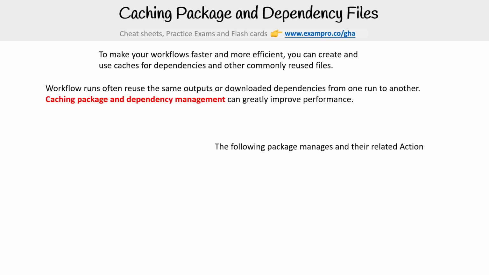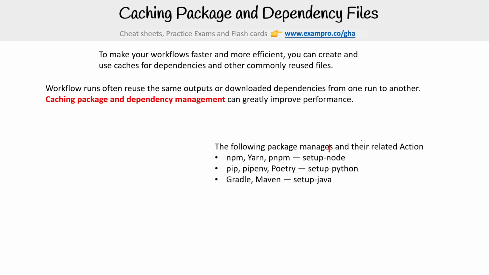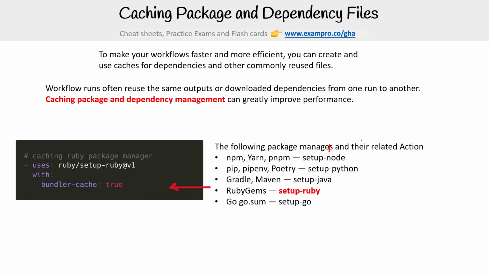You can cache the following for package managers. It says package manages, and that's what threw me off. It's supposed to say managers here. So we have npm, for Python, for Gradle, for Ruby Gems, for Go. So here's an example.